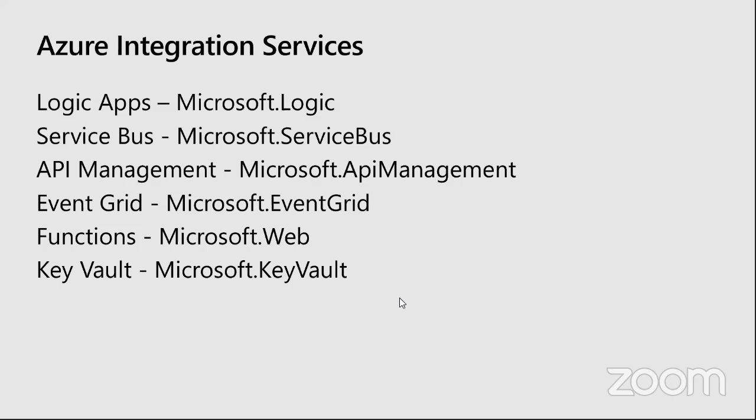Now, one of the reasons I gave you those names beside each one of those is that if we're doing deployment with ARM templates, those are the names that we need to look for. So it's Microsoft.Logic, Microsoft.ServiceBus, Microsoft.ApiManagement, Microsoft.EventGrid, Microsoft.Web, and then the Key Vault.